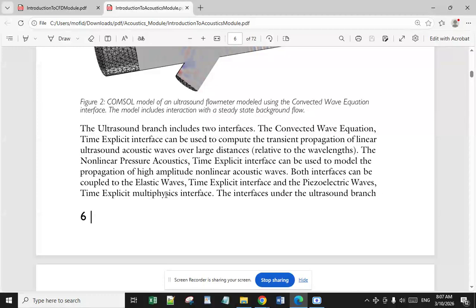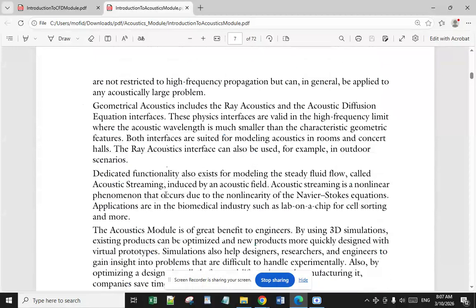Both interfaces can be coupled to the elastic waves, time explicit interface, and the piezoelectric waves, time explicit multiphysics interface. The interfaces under the ultrasound branch are not restricted to high-frequency propagation but can in general be applied to any acoustically large problem.